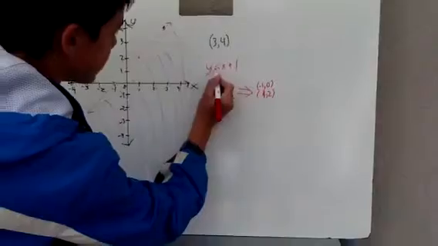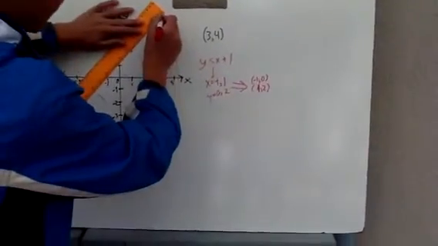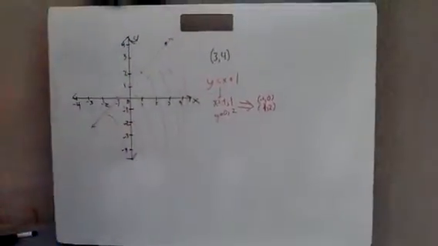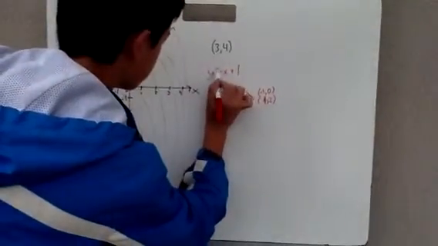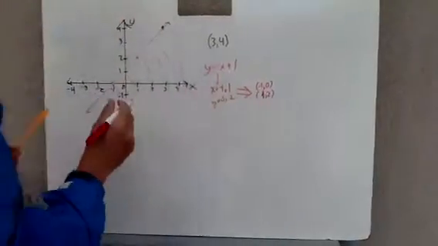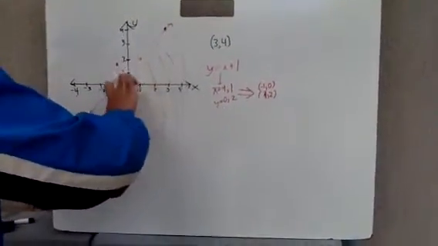If it was less than or equal to, then the line would actually be a solution, so it wouldn't need to be dashed. Also, if it was y is not equal to x plus 1, then we would just make the line dashed because that's not the solution, and then just shade everything else.